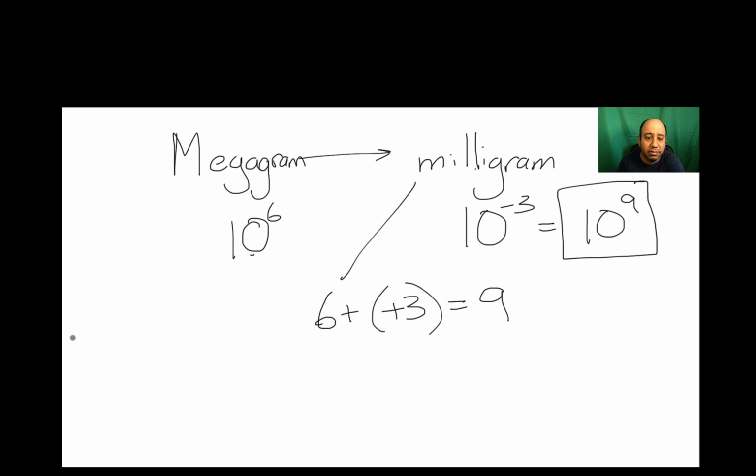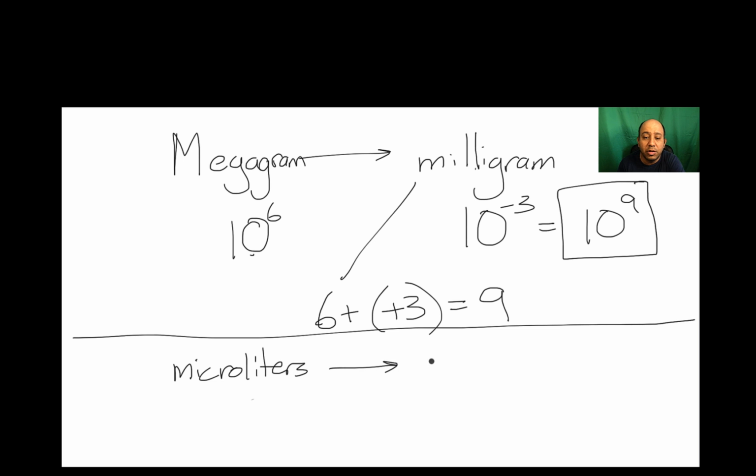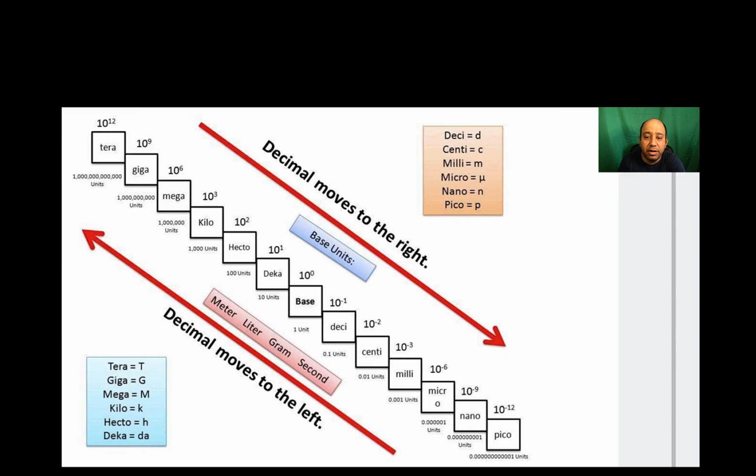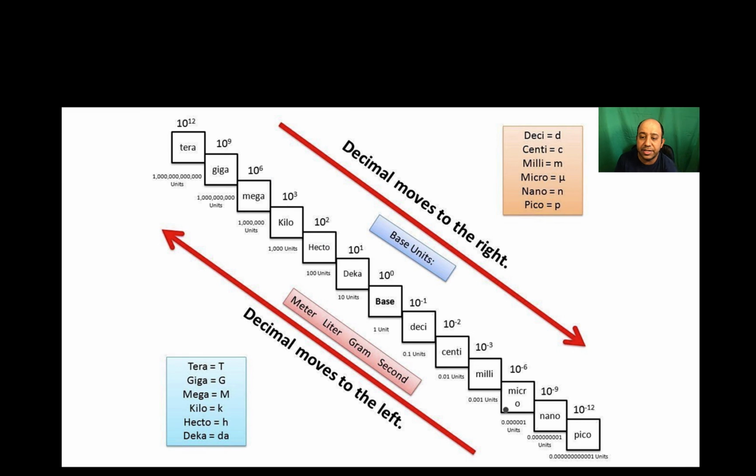So lastly, we'll try one more question, and you can pause the video before we do it. We're going to go from microliters, liters is the measurement of volume, to deciliters. So pause the video, try it out, see if you get the right answer. Okay, here we go. Microliters, we look on our scale here. Micro is 10 to the negative 6. Deci is 10 to the negative 1.